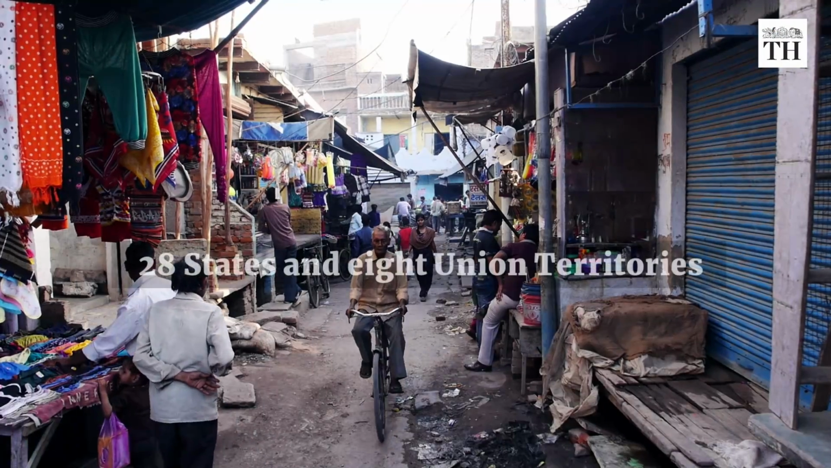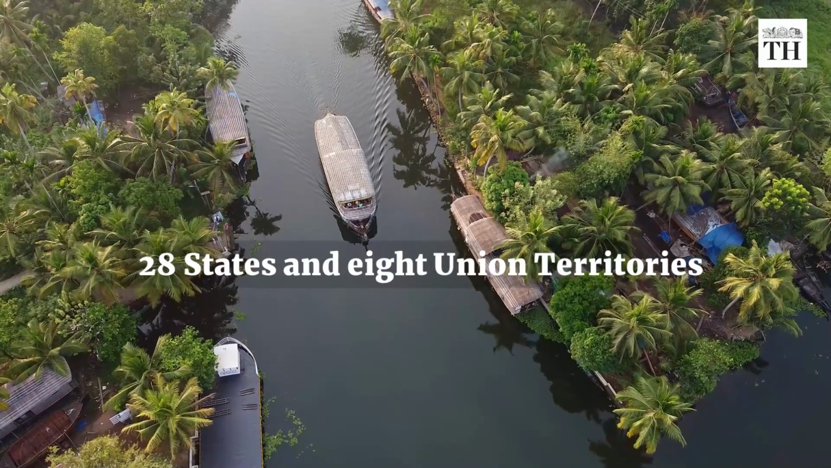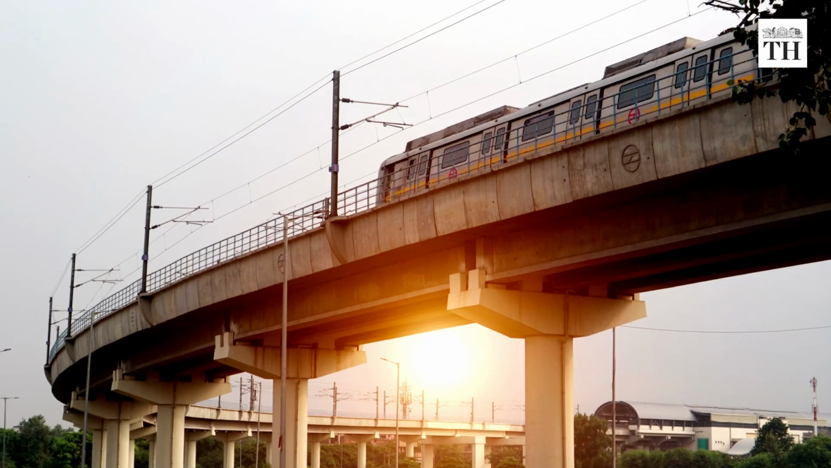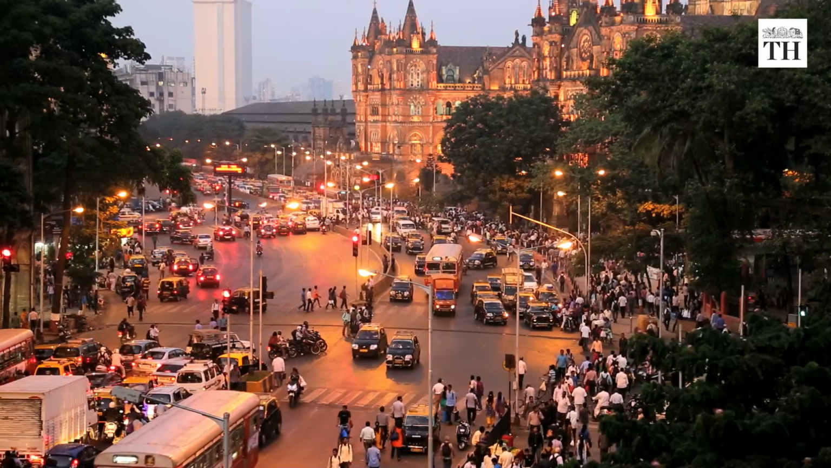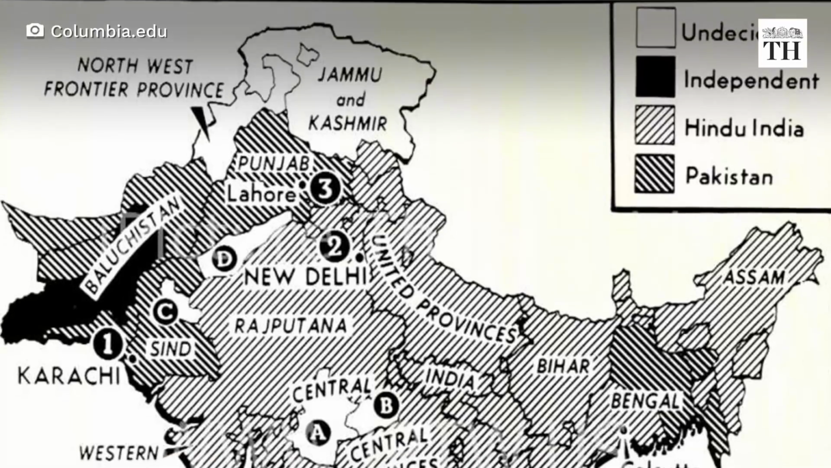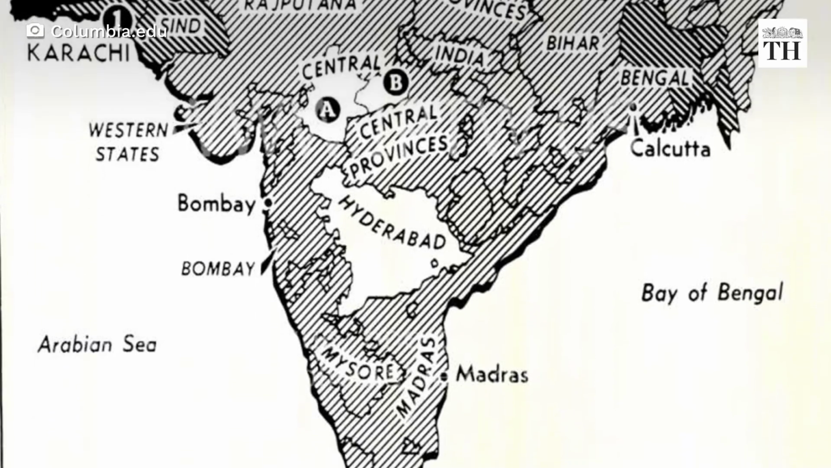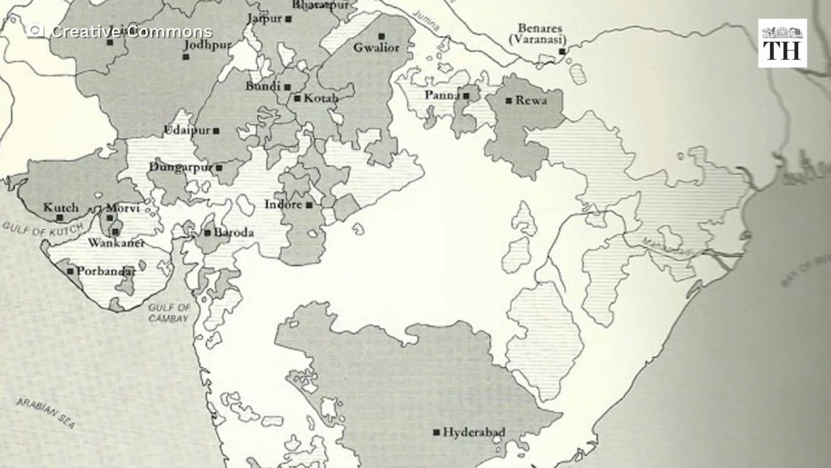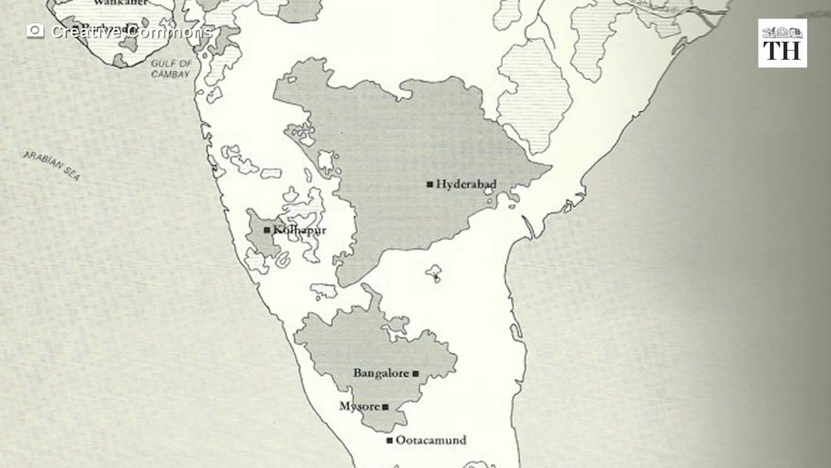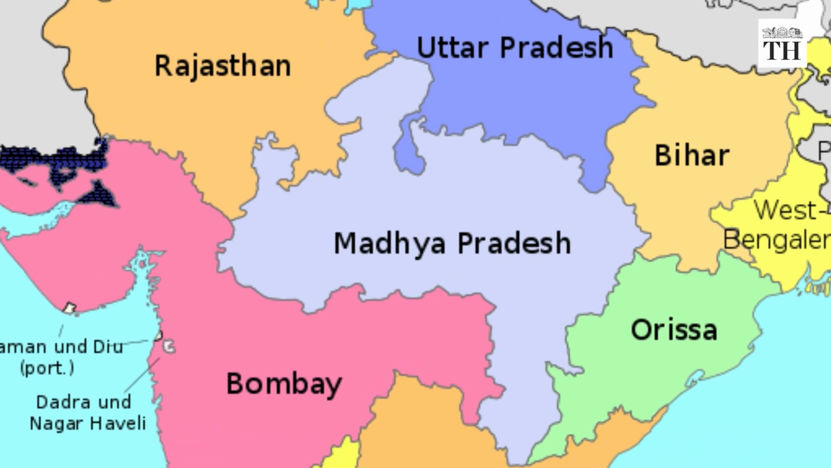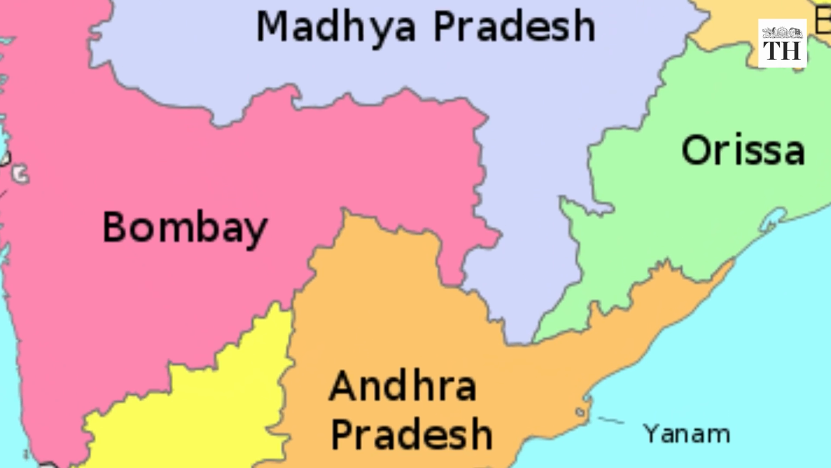India now has 28 states and 8 union territories. But that was not the case when the country became independent in 1947. Over 75 years, the Indian map has undergone several changes. States have been reorganized in multiple phases and there were different factors behind it. So, let's take a look at how these states were formed.